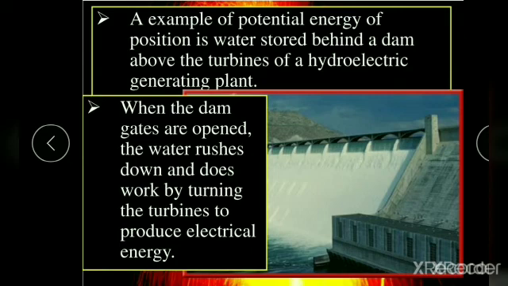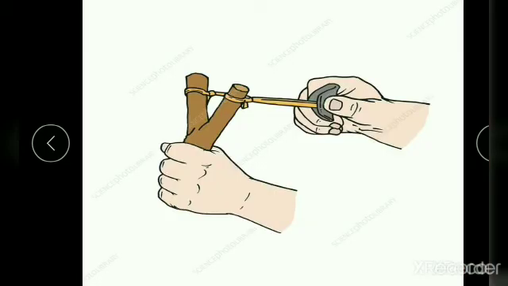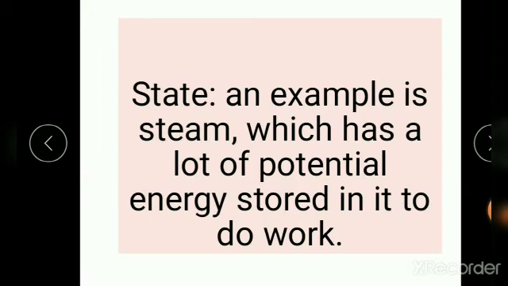Okay, next we will see the potential energy due to shape. An example is a stretched rubber of a catapult before the release of the stone. It has the energy to do work. Next we will see the potential energy due to state. An example is steam, which has a lot of potential energy stored in it to do work.